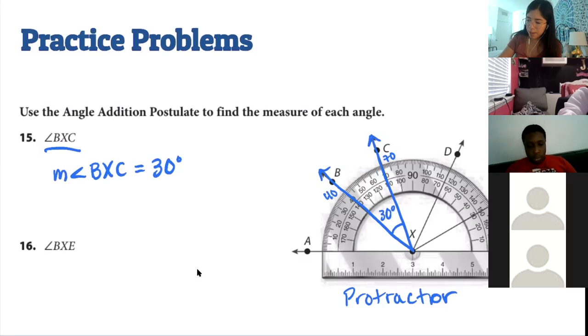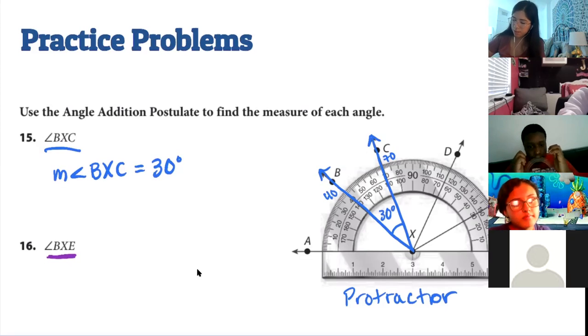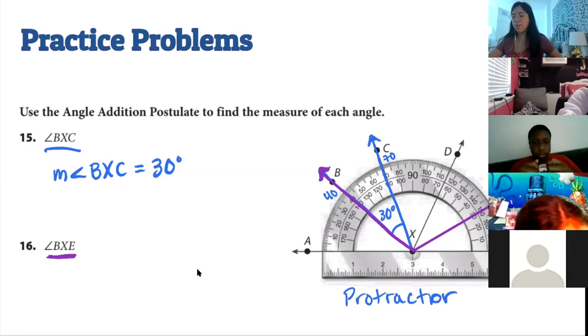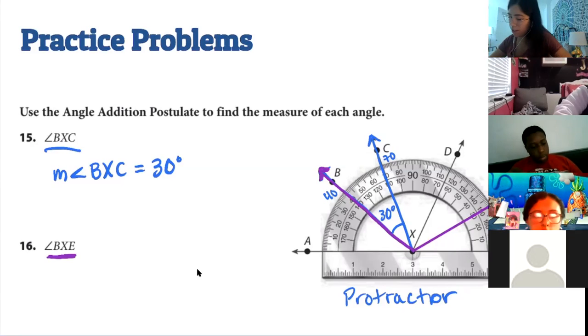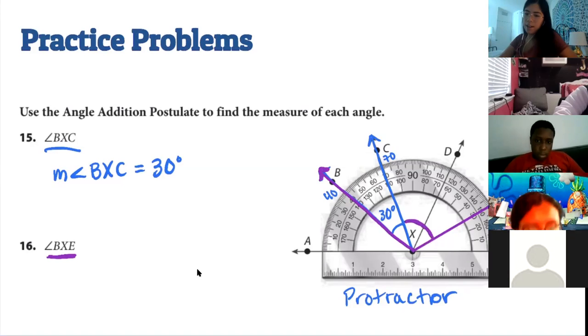All right, now we're going to look at BXE. So BXE starts off at the same place, but now it's going all the way over to here. So is this purple one an acute angle or an obtuse angle? Obtuse. Obtuse, okay. So instead of measuring from the 40 to the 150, because this is at 150 down here, I want to see how much is this angle right here, CXE.